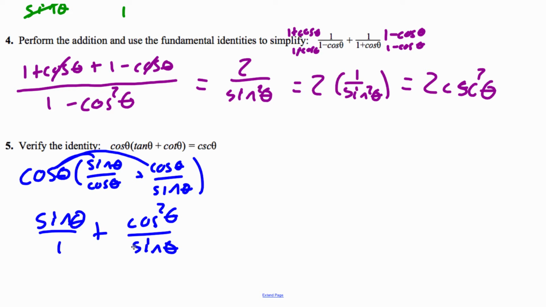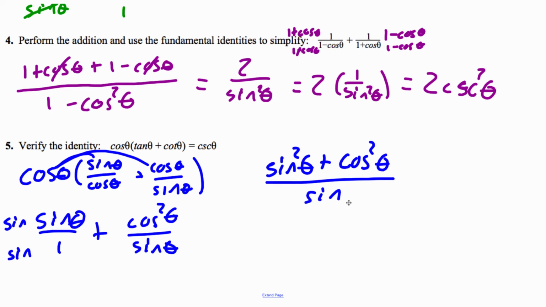Now, since we're adding fractions, we want to get common denominators. So on the left-hand side, we're going to multiply that fraction on top and bottom by the sine. So now we've got sine squared of theta plus cosine squared of theta all over sine of theta. Now we can use a Pythagorean identity on top. Sine squared plus cosine squared is just 1, so we get 1 over the sine of theta. And 1 over the sine of theta, reciprocal identity, that is the cosecant of theta, and that's what we wanted to show. We wanted to get the cosecant of theta, so we're done with this one.